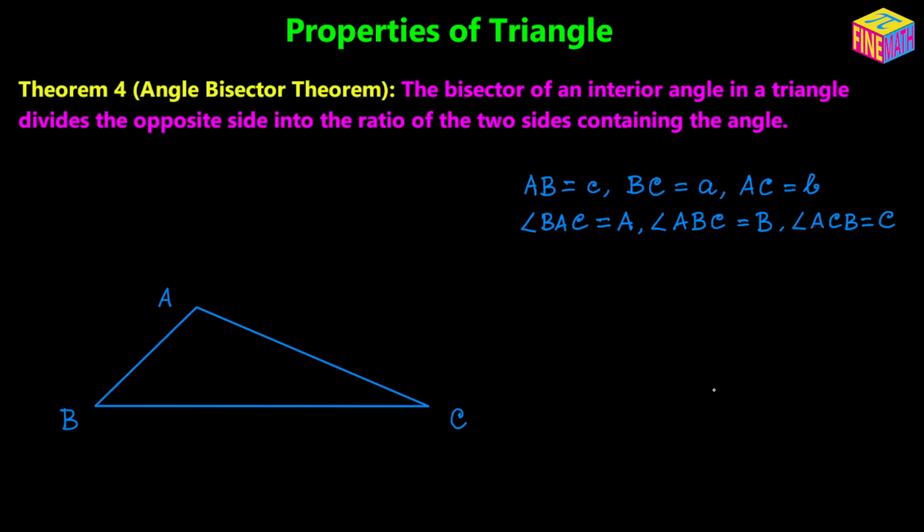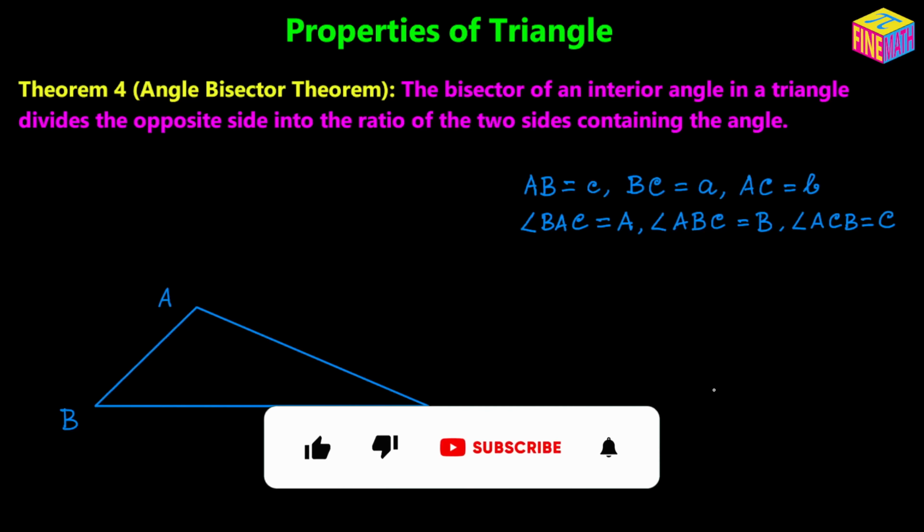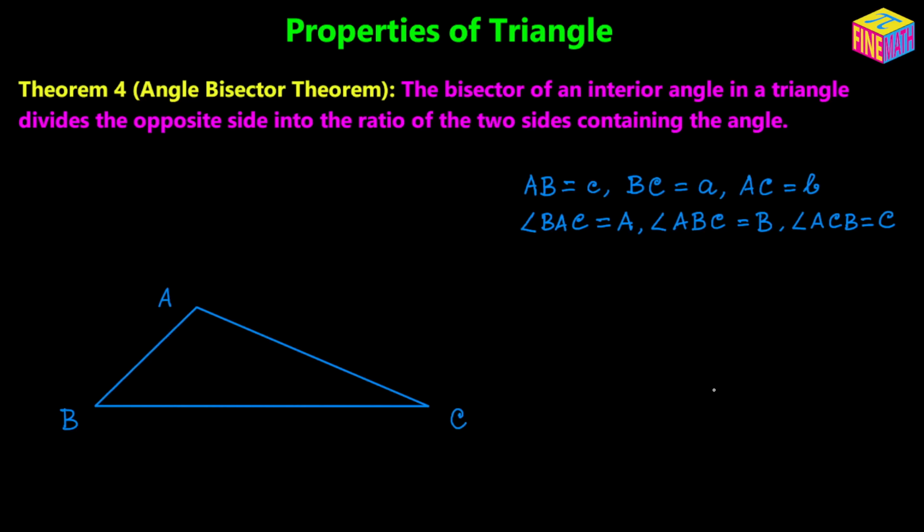Now let's take an example. Suppose we have this triangle ABC as you see in the diagram, and let's suppose that the side AB has length lowercase c units, side BC is lowercase a units, and side AC is lowercase b units. Similarly, the angle BAC is denoted by uppercase A, angle ABC is denoted by uppercase B, and angle ACB is denoted by uppercase C. Now we are going to draw the angle bisector for the angle A, and let's see how that looks.